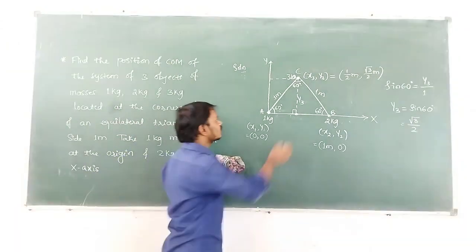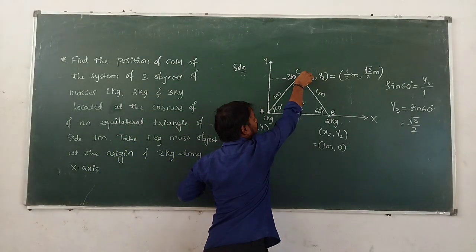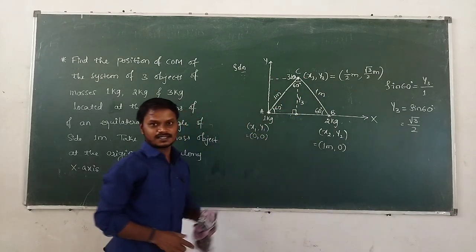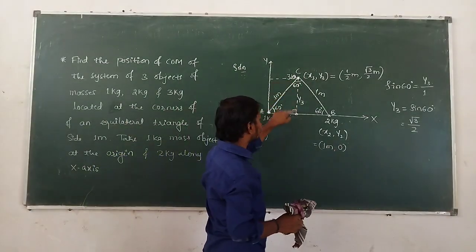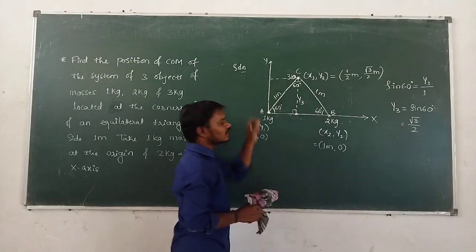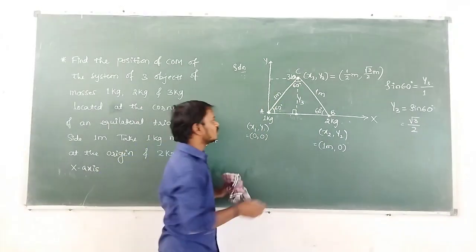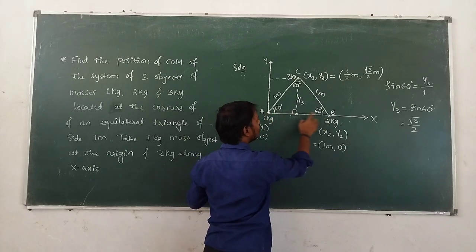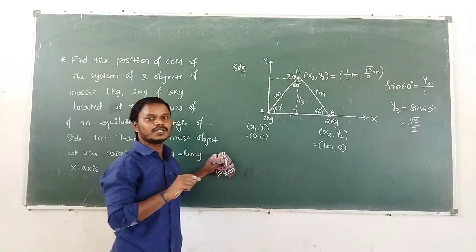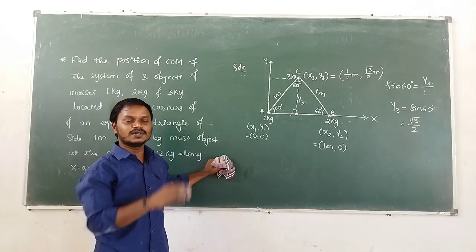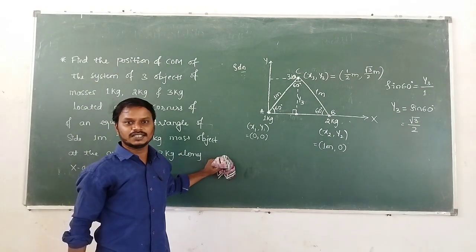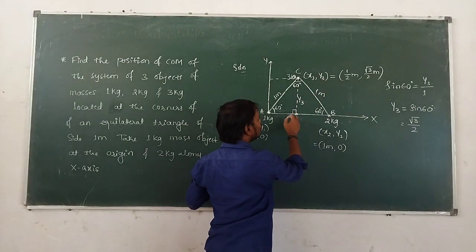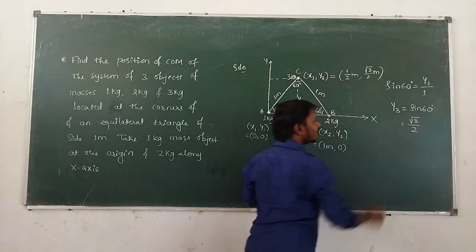By drawing the perpendicular line from 3 kg to the x-axis and also to the y-axis, means corner C to the x-axis, corner C to the y-axis. Then corner C to the x-axis means we will get the midpoint of AB. What is the midpoint of AB? AB is 1 meter. Then the midpoint of AB is 1 by 2 meter. Then x3 is 1 by 2 and y3 is root 3 by 2.